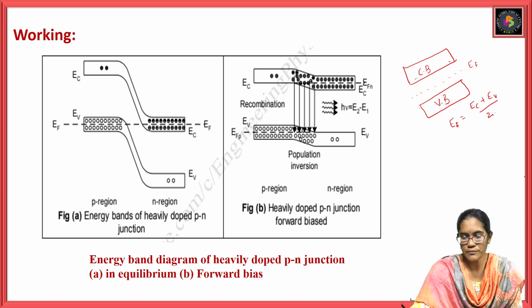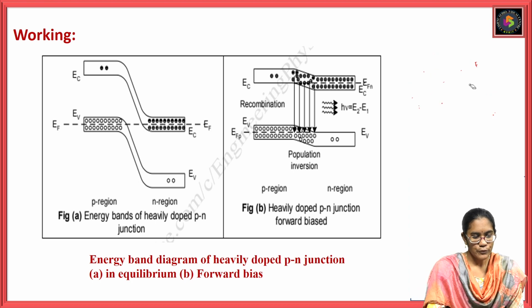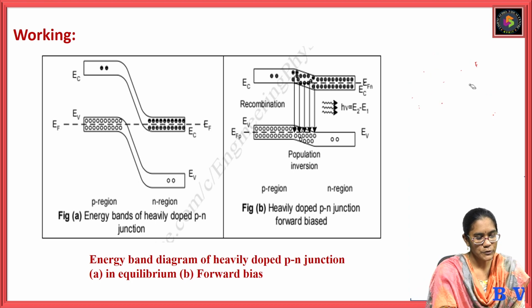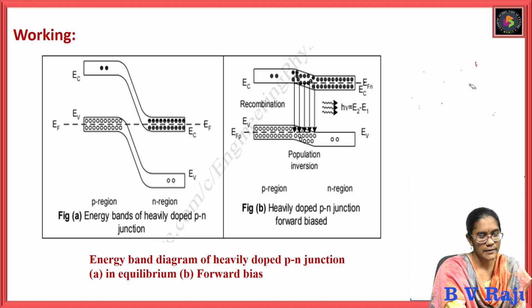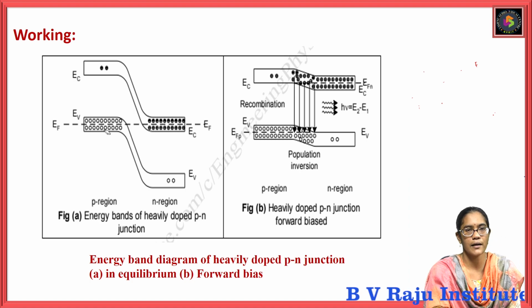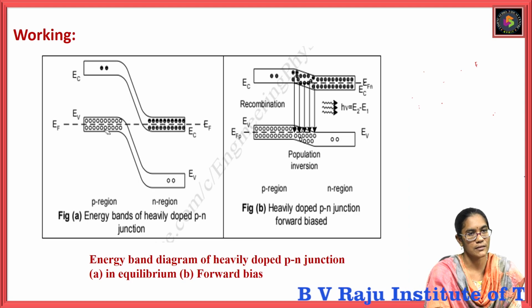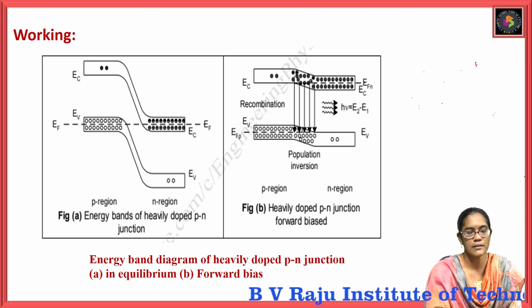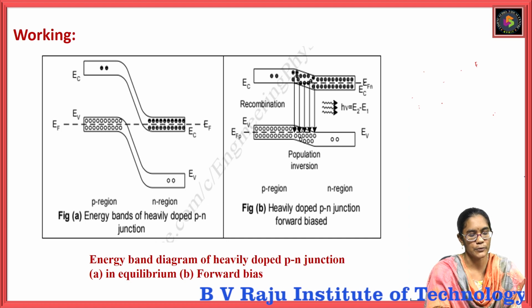If you observe this figure, the Fermi level position in the P side enters into the valency band, and in the N side it enters into the conduction band. So from that we can say that the PN junction diode is a heavily doped diode.